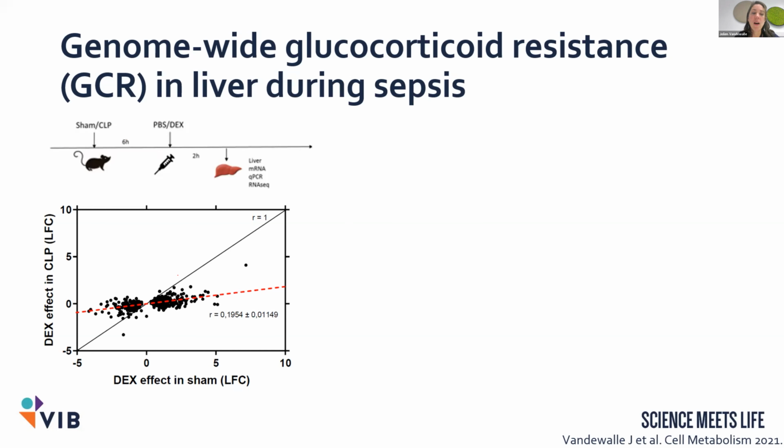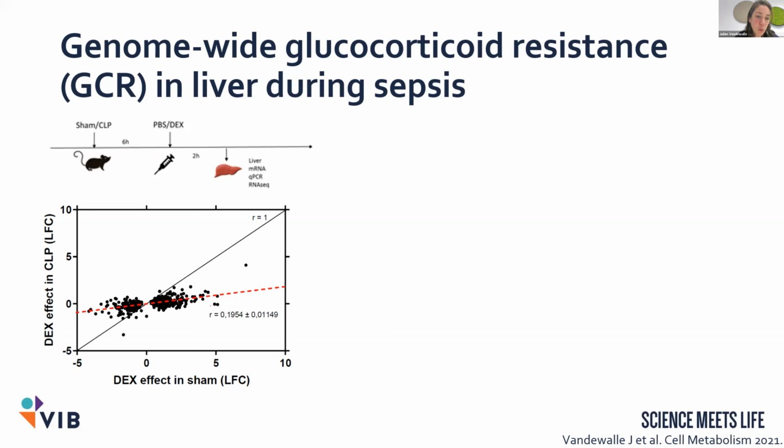And when we plot then all the differentially expressed genes upon DEX injection in sham or CLP surgery, we can see that there is a severely reduced response to DEX in CLP mice when compared to sham mice. So the response to DEX in CLP mice is only 19% of that observed in sham.